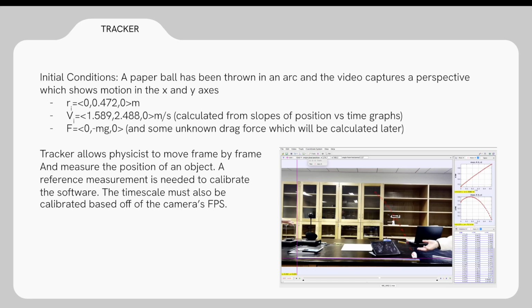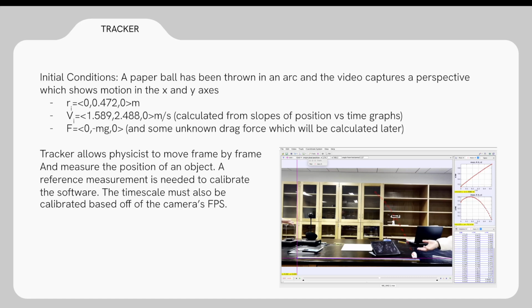Now, I uploaded a video that showed a paper ball being thrown in an arc that captured the perspective which showed motion in the x and y axes, and the initial conditions are shown below. It's also important to note that an unknown drag force is acting on the ball, which will be calculated later.